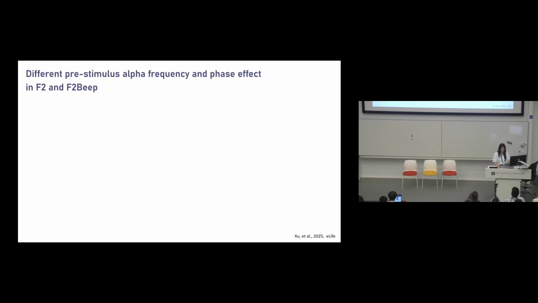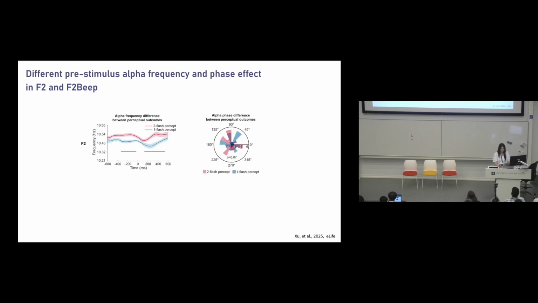And then we also would like to ask whether the alpha oscillation could predict the perceptual outcomes. So in the following analysis, we also checked the alpha frequency and alpha phase separately under two conditions. First, in the F2 condition, we could find the perceptual outcomes are tied to the frequency difference, but not strongly to the alpha phase. However, in the F2 beep condition, we find the frequency effect vanished. Instead, the alpha phase plays a crucial role in distinguishing the one flash percept versus the two flash percept.